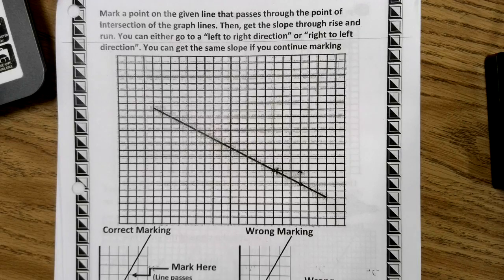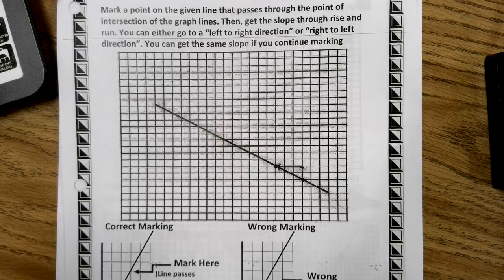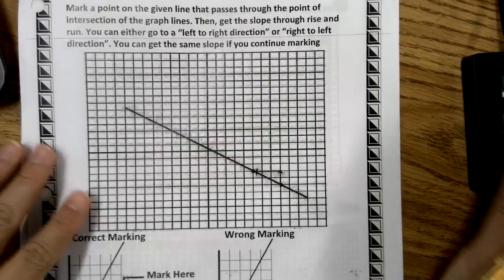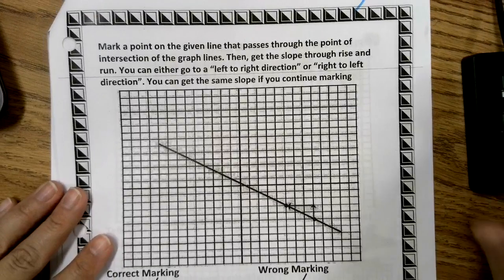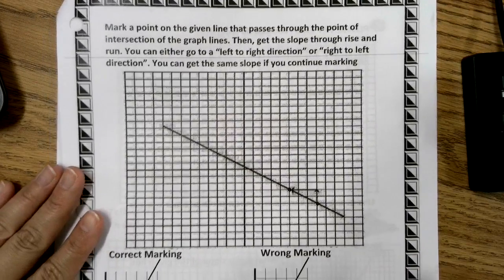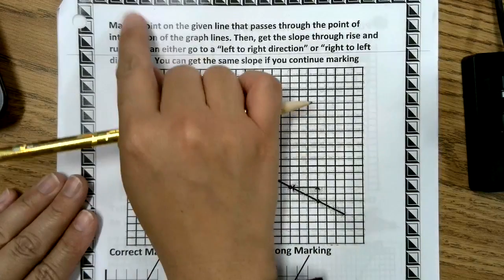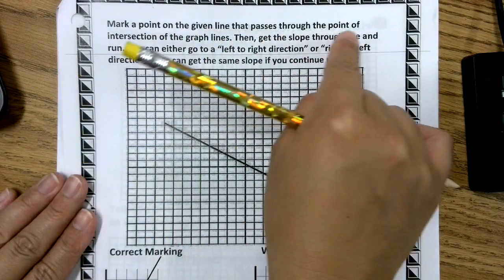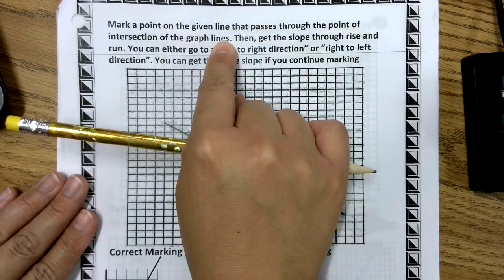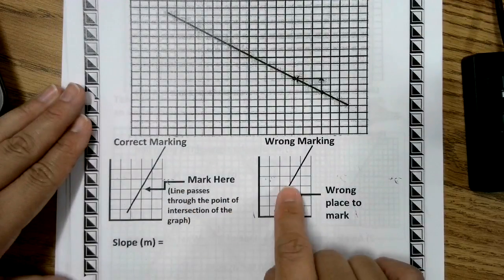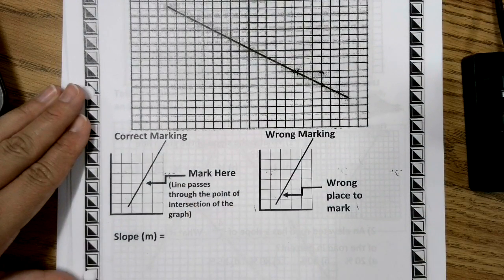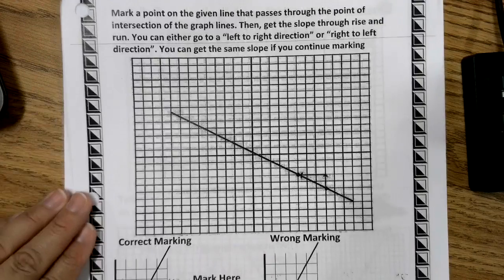But today we're going to move to looking at it. Well, how does it look when they don't give you every single little thing that you need? So I want you to be on this page. Turn to this page. It's the one that says mark a point on the given line that passes through the point of the intersection of the graph lines. And then it has this at the bottom, correct marking, wrong marking. And that's where we need to be. Okay? Come to this page, please.